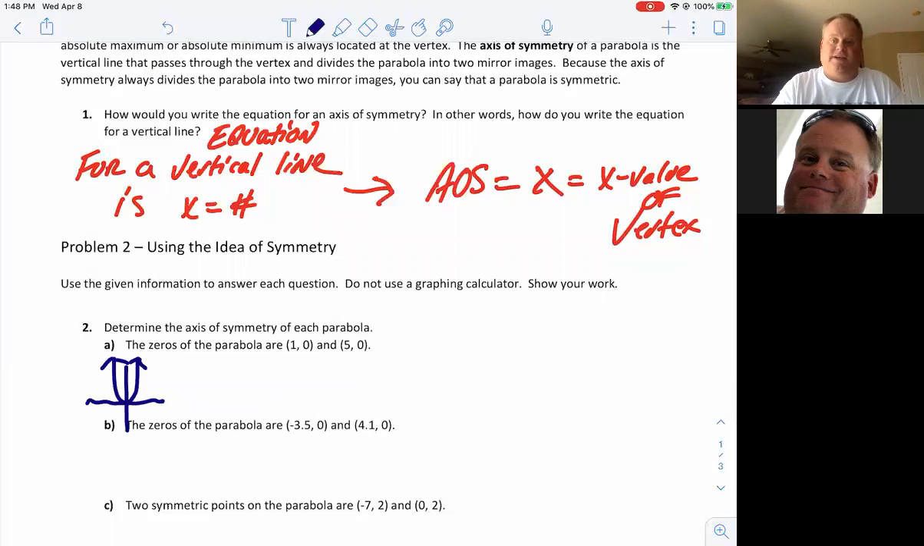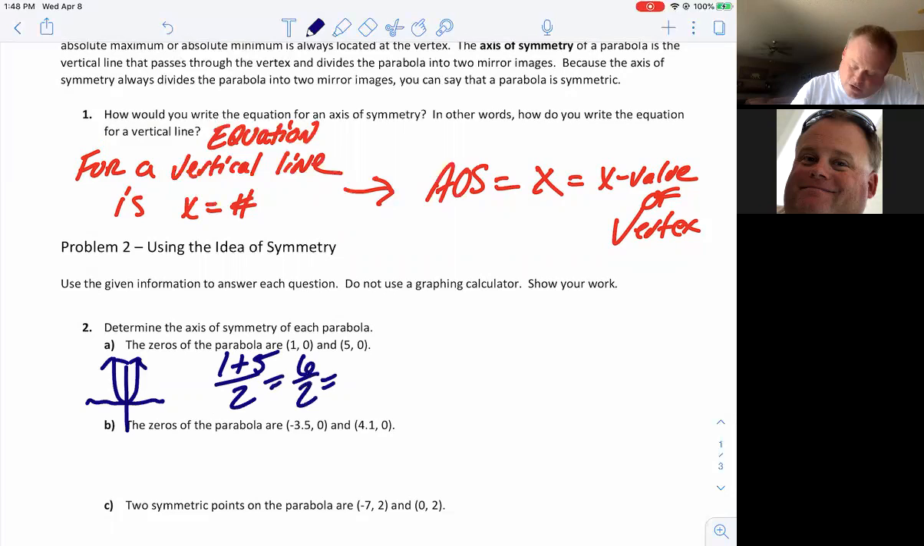Okay, and let me scoot that so you can see me more clearly. Between 1 and 5, I can take 1 plus 5 and divide it by 2. So that's 6 divided by 2, or 3. So my axis of symmetry is x equals 3.